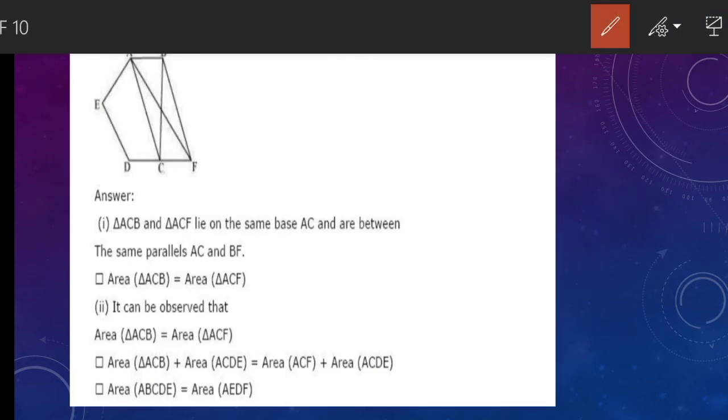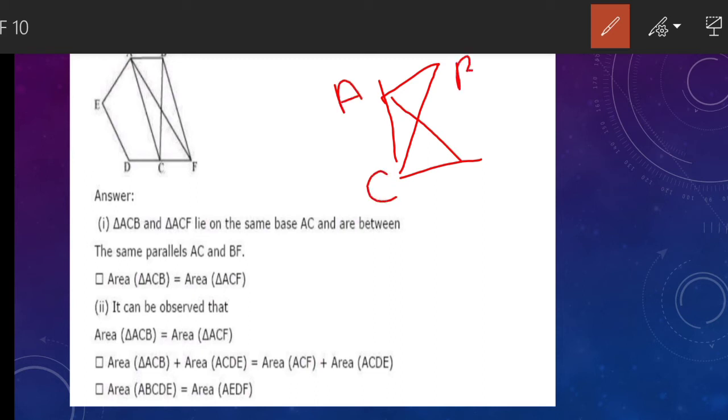So here is our diagram. The diagram was already given in the question. So the first one, we will consider the triangles ACB and ACF. ACB is like this and ACF is like this. So ACB and ACF lie on the same base AC and between the same parallel lines, AC parallel to BF. So AC and this line BF are parallel to each other.